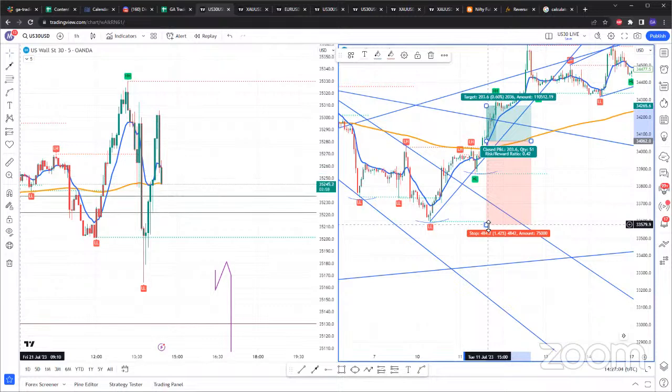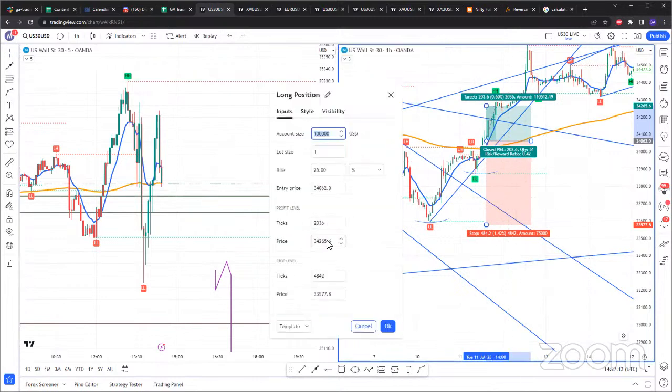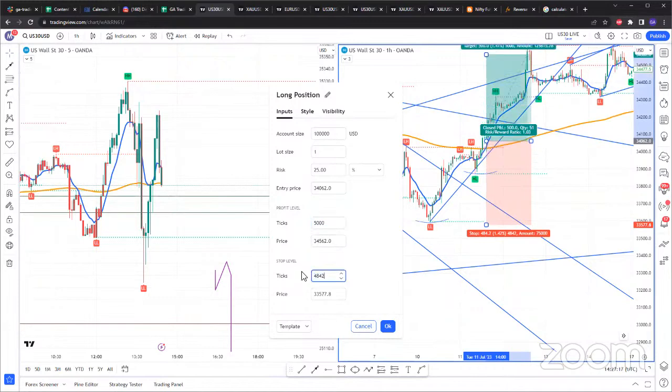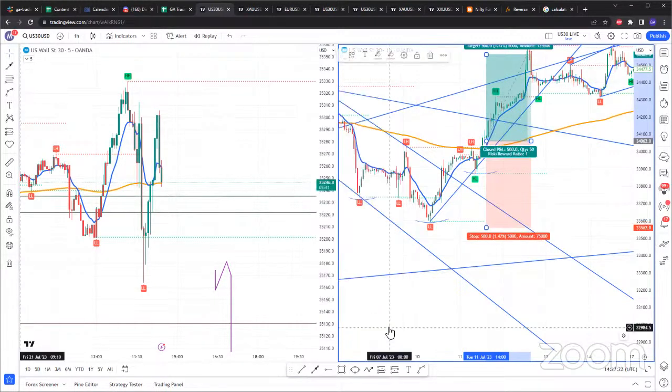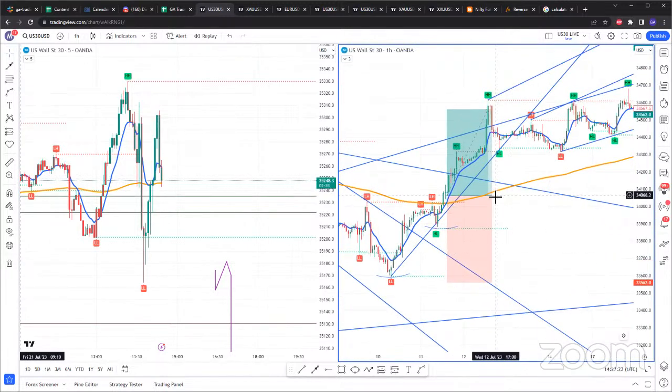So A, it's Friday, you expect manipulation on a Friday. B, US 30 can easily come back down to this selling channel. So at that point, I came in here, and again, I don't want to say that's the actual place that I took it, but just as an example. So I come in here and do 500 pips TP, 500 pips stop loss. So that's my reasoning behind that.